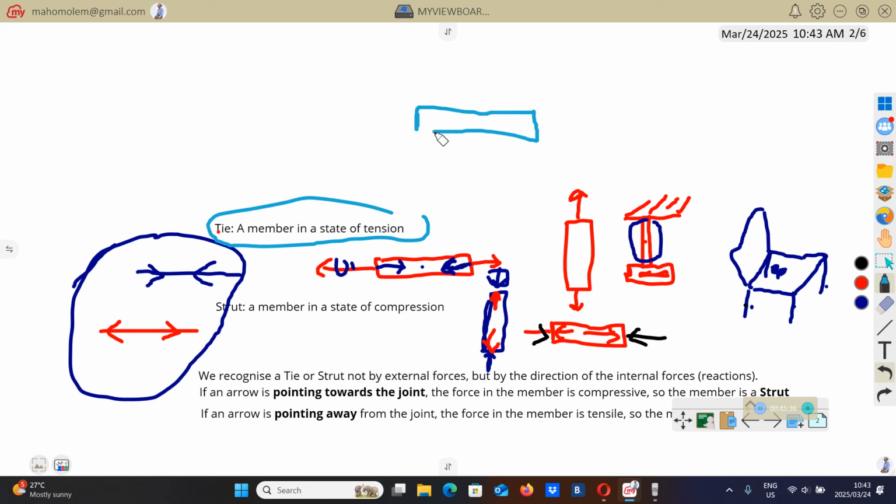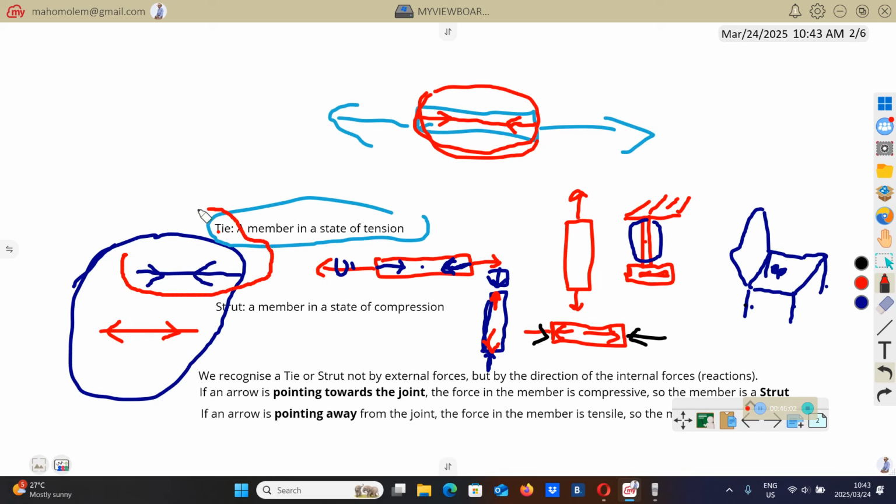So if you have this and then you stretch it like this, the material will develop internal force that will pull in opposite direction like this. Then we use this to determine whether a member is a strut or a tie. So if you have something like this, we're going to say that member is a tie. If we have internal forces like this, we're going to say that member is a strut.